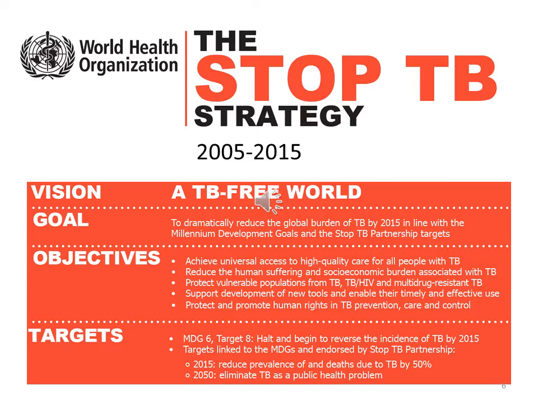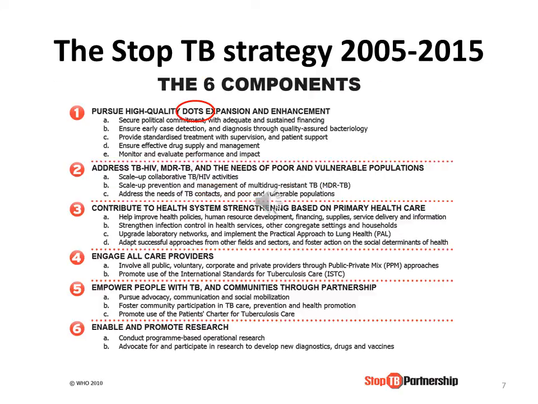The Stop TB strategy had a vision of a tuberculosis-free world with relevant targets for 2015 linked to the Millennium Development Goals. The Stop TB strategy builds on the 5 principles of DOTS, which constitutes its first component, adding issues that need special attention. 2. Address care for special populations like patients with HIV-TB co-infection, multi-drug resistant tuberculosis, and poor and vulnerable populations. 3. Contribute to health system strengthening. 4. Engage all healthcare providers involved in tuberculosis control, including the private sector. 5. Empower tuberculosis patients and communities by advocacy. And 6. Research is also an integral part of the strategy.